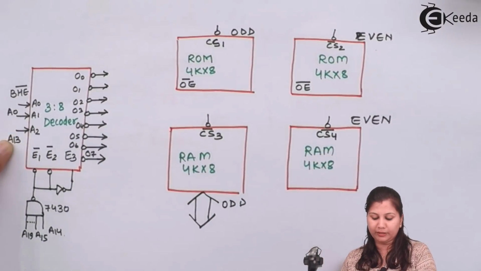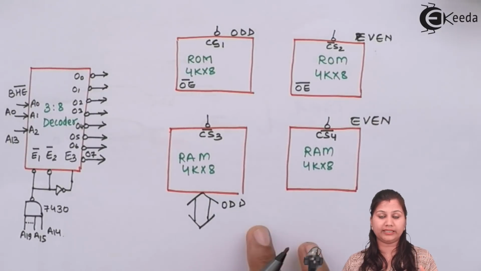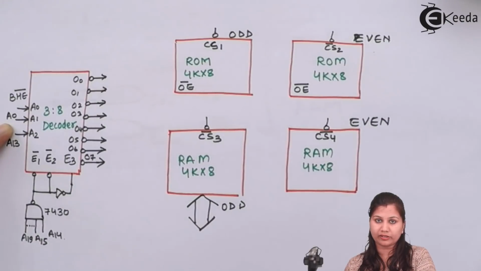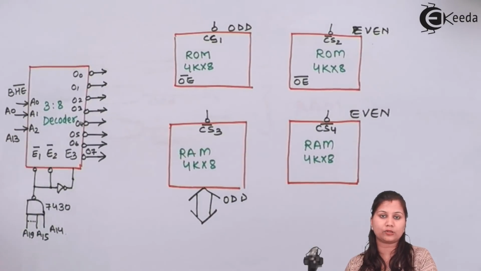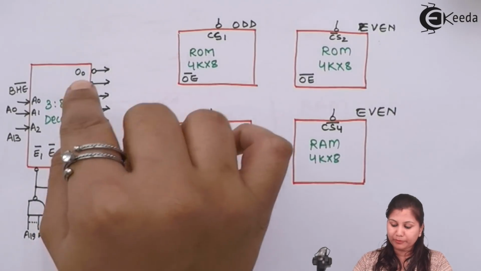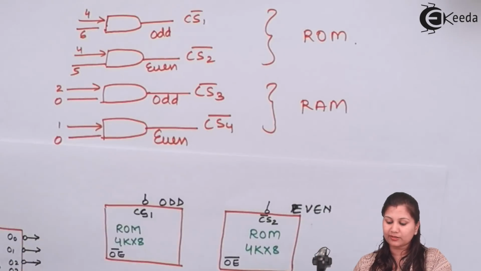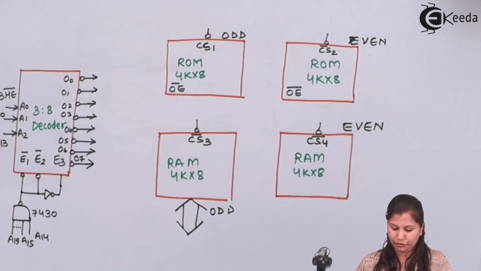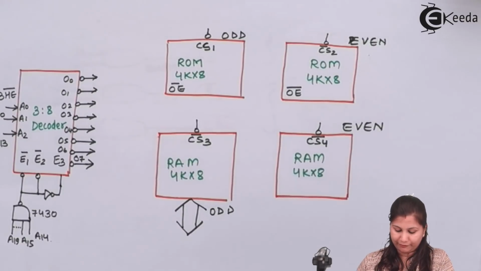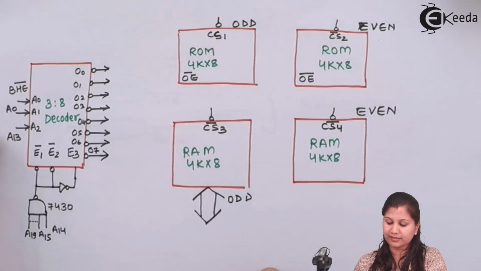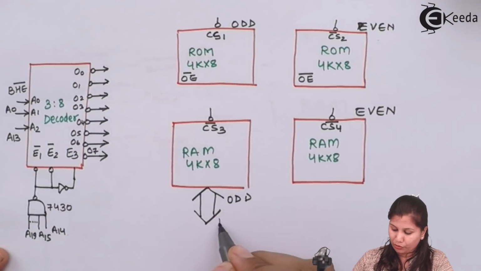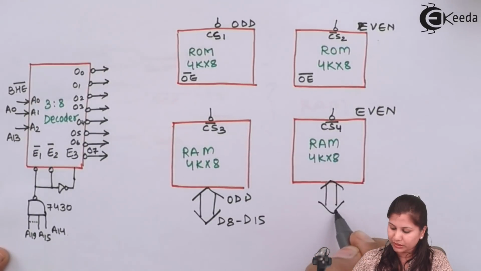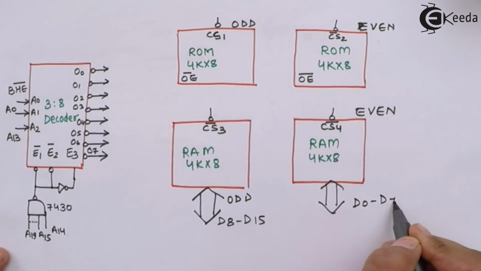We have used the 3 inputs because in the steps we studied that we have to use the bus high enable signal also. We have to use the A0 address line also, and the 13th address line is also used. So these outputs will be connected accordingly to this logic to the chip select signals of all the 4 memory chips. Now also here we have to connect the read and the write signals. Data lines are also there. So for odd, we will use the higher order address line, and for even, we are going to use the lower order address line.